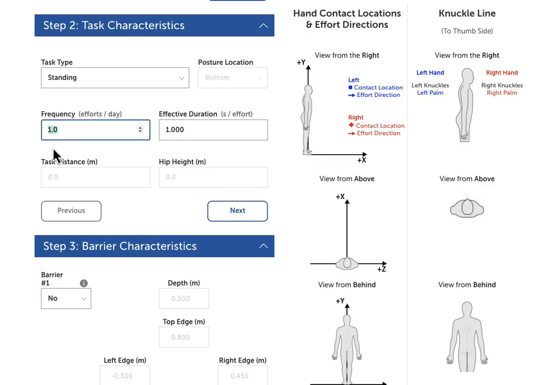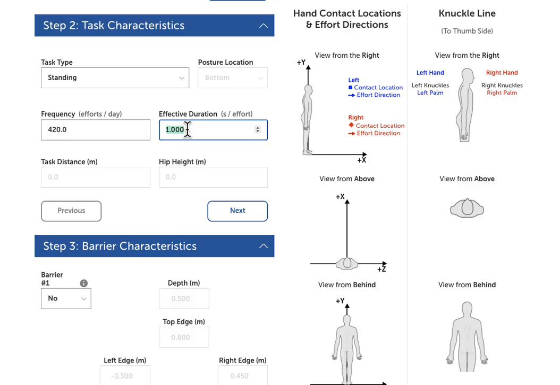So we typically consider 1 per minute to be 420 per day, because in a normal 8-hour workday, you would probably have 2 15-minute breaks and a 30-minute lunch. So you would work for 7 hours, which converts to 420 minutes in a day. So let's assume for this task they do it once per minute. So that would be 420 times per day, or efforts per day.